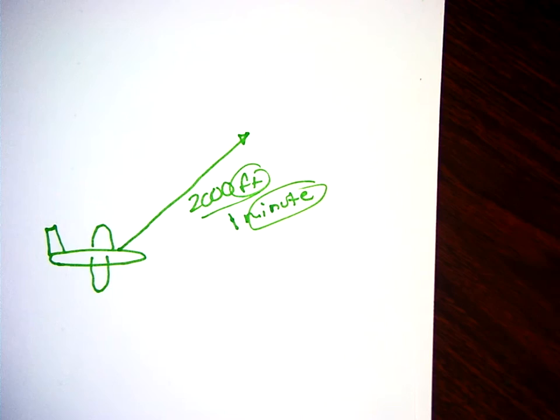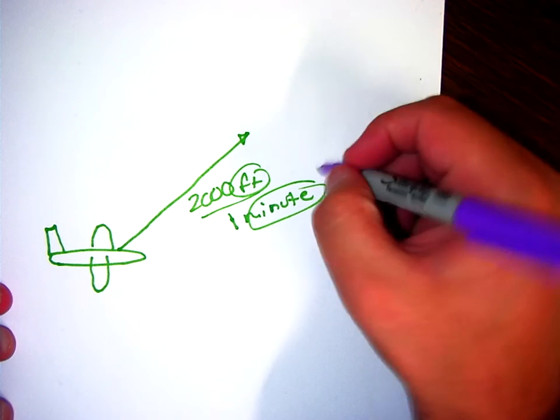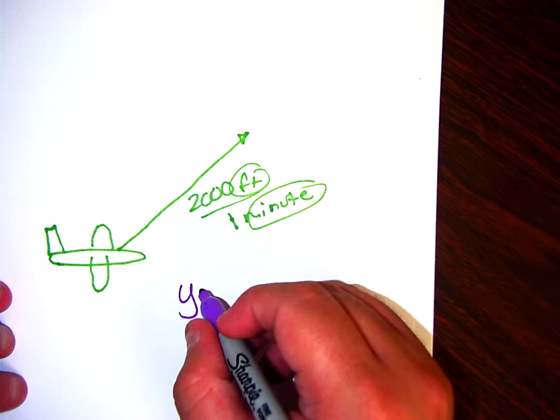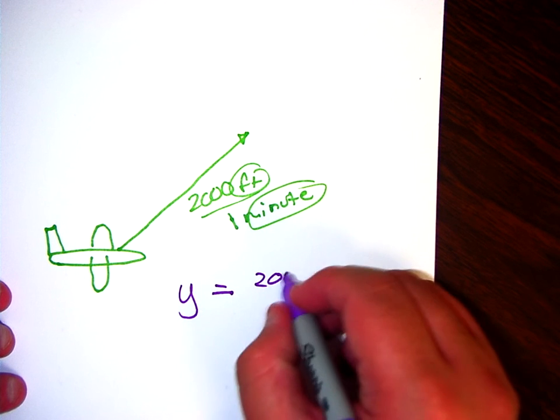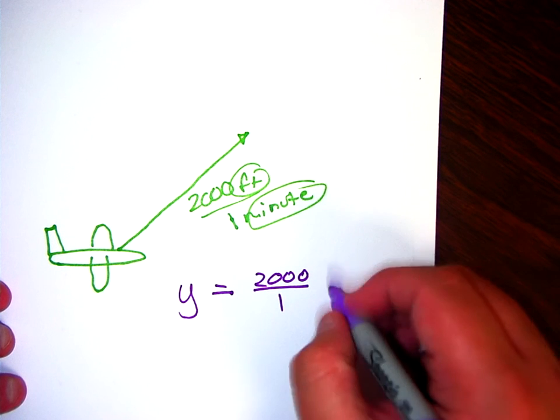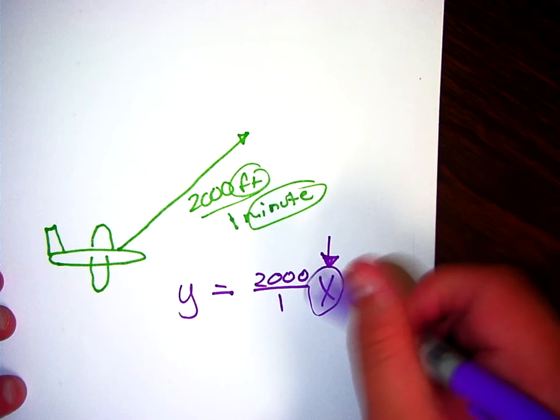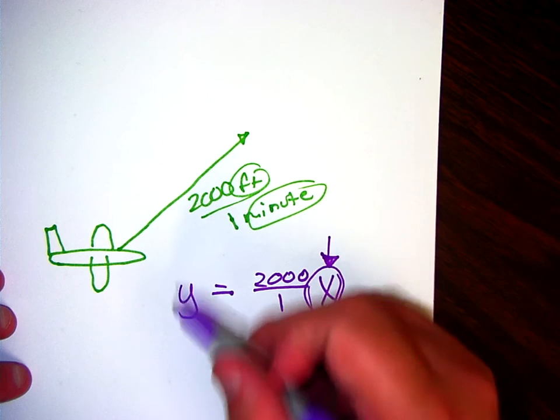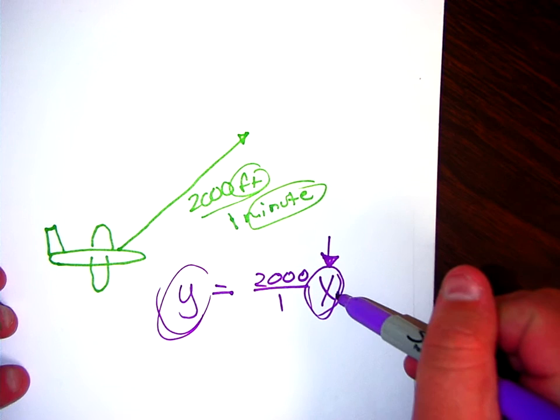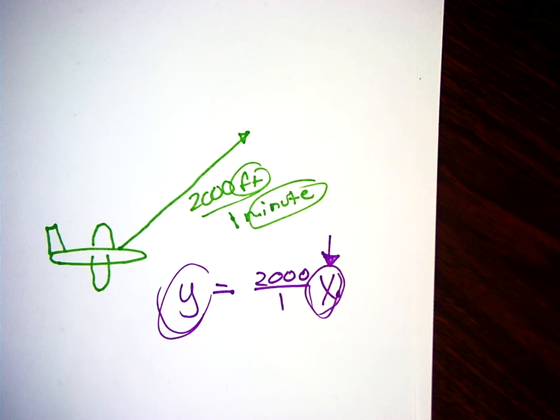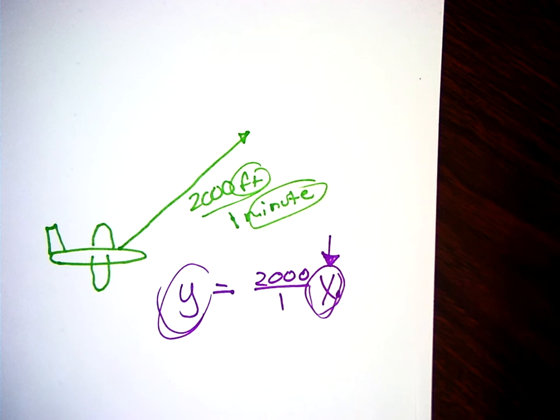So the total height, y, is going to be your dependent variable, because it depends on whatever you get for this x. The total height of the plane will depend on x, how long they've been traveling. That's kind of how I look at dependent and independent. You just have to work through it.